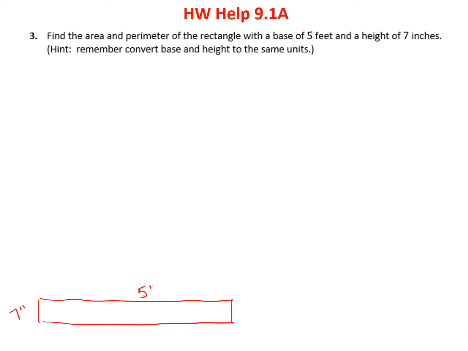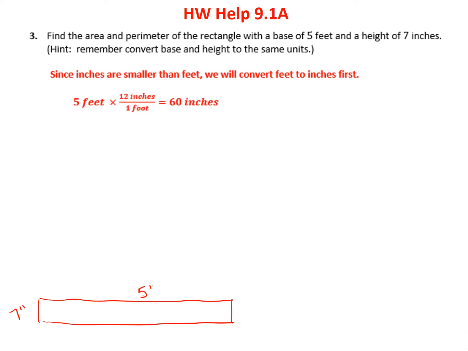Now, the thing you've got to be careful of on this is to realize that we have feet and inches, and if we're going to do anything, we need to have them be the same. Because the inches are smaller than feet, I'm going to convert the feet to inches first. There are 12 inches in every foot, so 5 times 12 means that's 60 inches. So I have 70 inches times 60 inches.